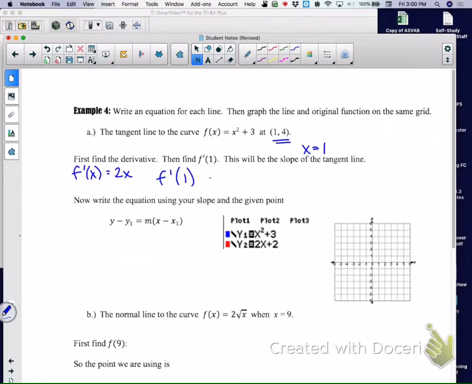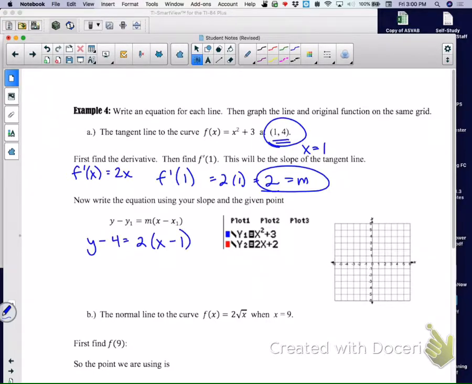And they have to tell you where, okay? So my slope is 2 at an x value of 1. Now I can write my equation. So I'm going to use this point, and I'm going to use this slope. Y minus 4 is equal to 2(x minus 1).